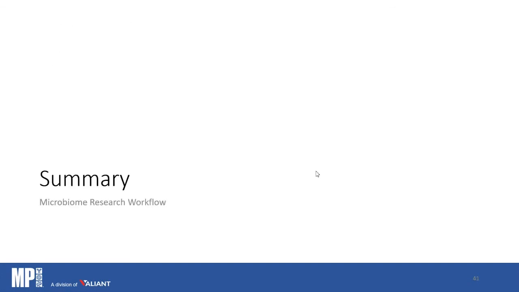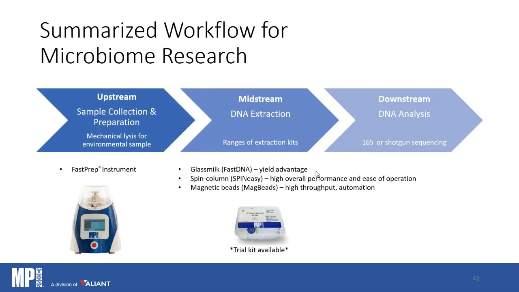So before I end my presentation, let's recap the workflow of microbiome research and how MPBio products can help in your microbiome research. The process of microbiome research is divided into 3 phases. The upstream involves sample collection and preparation, and it is widely accepted that mechanical lysis is the best method for environmental samples. And this can be supported by our FastPrep instrument with a range of adapters and lysing matrices.